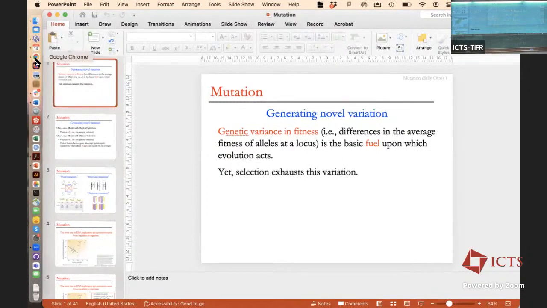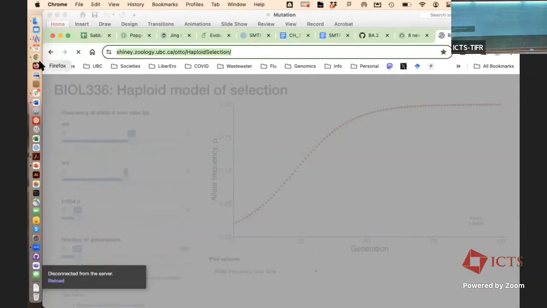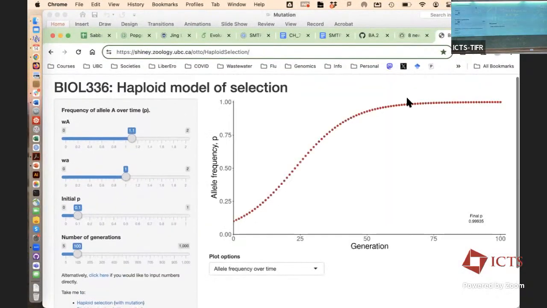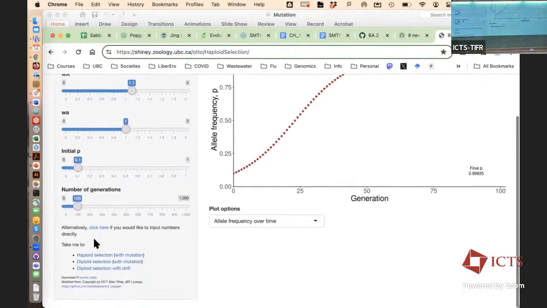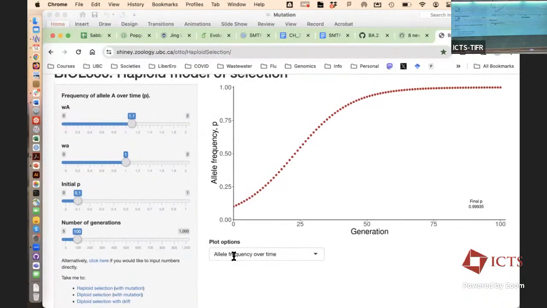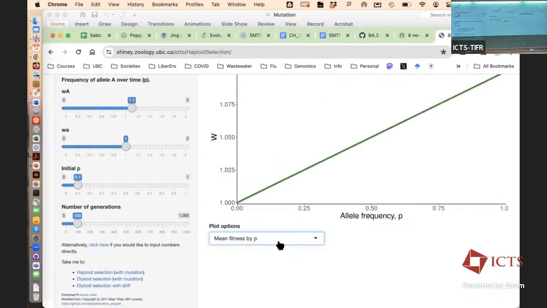Let's see. Deepa shared some simulations with you, and I think I've got some that I posted on Slack as well. And these allow you to model any amount of selection that you want, haploid selection, with mutation, without mutation, diploid selection, and so on. And one of the things that this also lets you do is see not just what's happening to the allele frequency over time, but you can also see other things, like how the mean fitness changes over time.